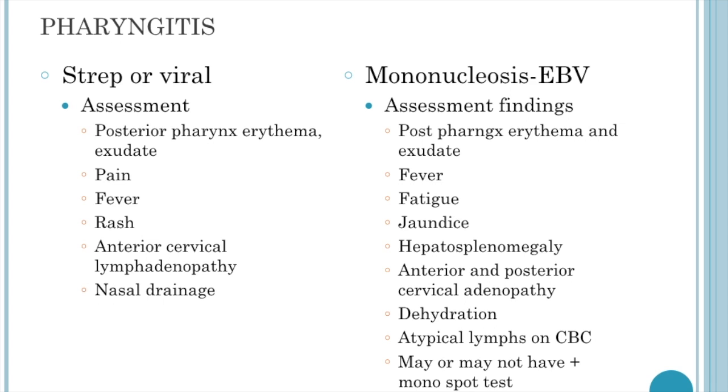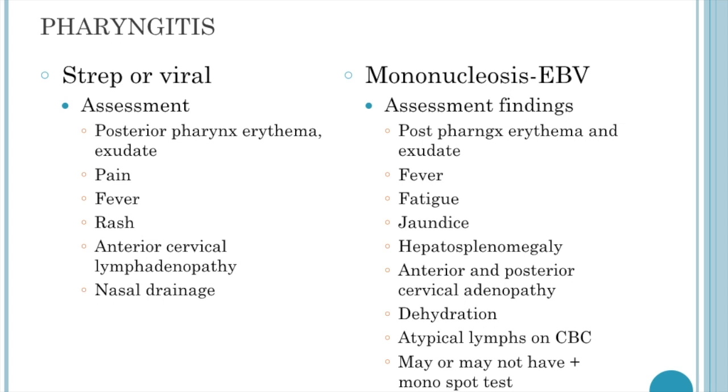Now, something that most of you have heard of, and many of you may have had as a teen, is a pharyngitis that's caused by the Epstein-Barr virus, and we call this mononucleosis. These children can be very ill, and if they cannot swallow and tolerate fluids, we're going to admit them to the hospital and give them IV fluids.